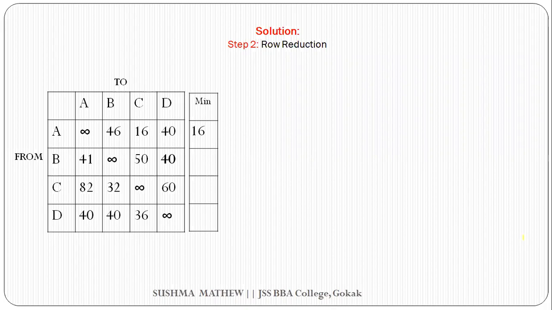16 is the minimum element. Now 16 will come and sit. In B row, which is the minimum element? 40 is the minimum element. In row C, 32 is the minimum element. In row D, 40 is the minimum element.